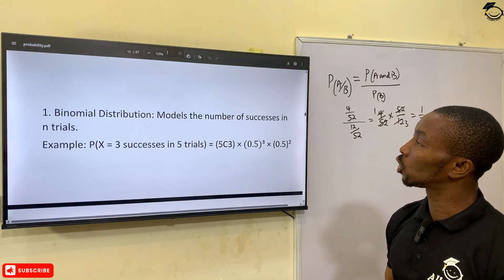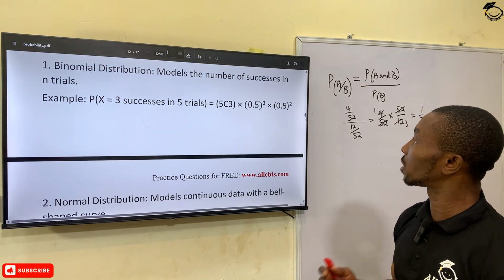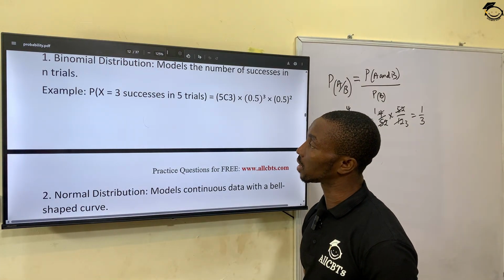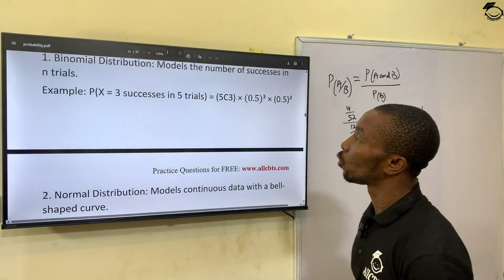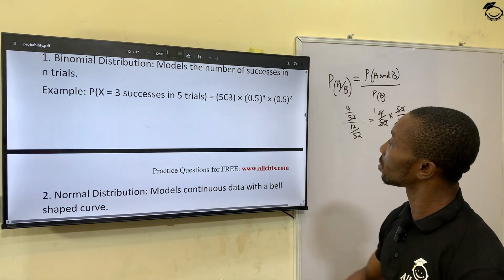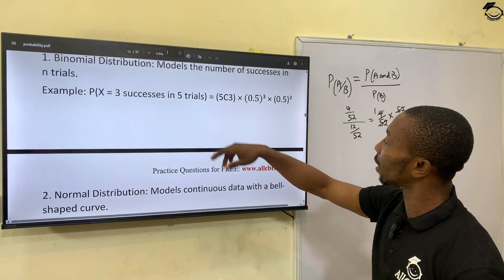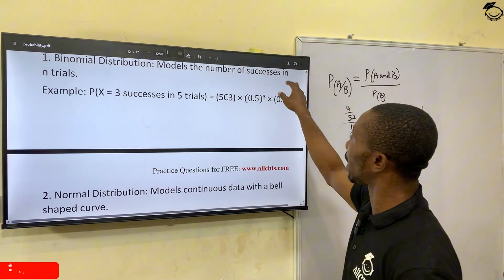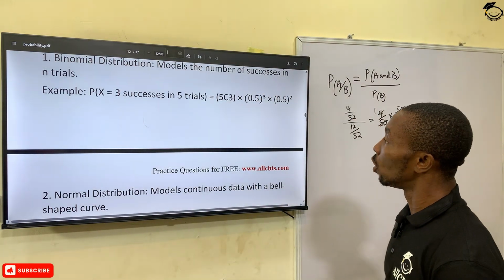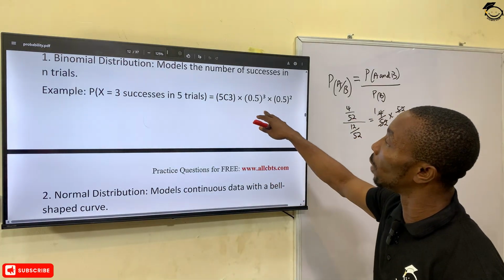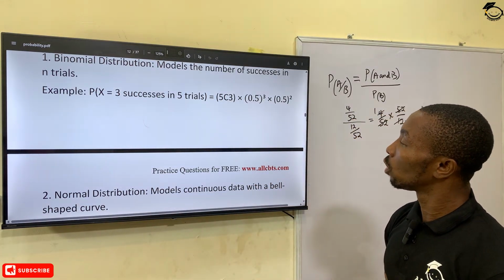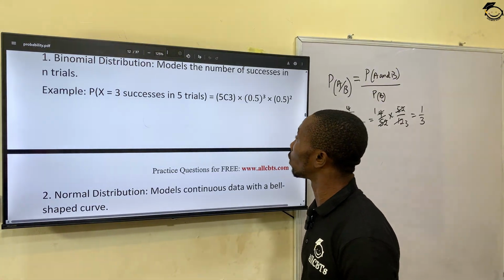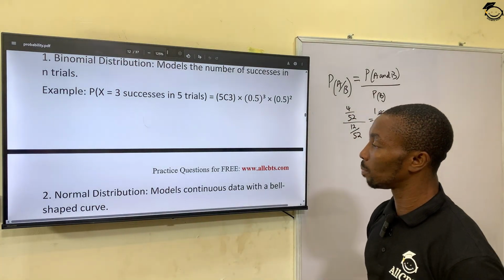Now, looking at our binomial distribution, our binomial distribution helps in modeling the number of successes in a trial. Okay, example, we have in 5 trials, we have 3 successes. That becomes 5 combination 3, times 0.5 raised to power 3 times 0.5 raised to power 2. All right, now that's the model of how our binomial distribution on probability goes on. It deals with more of our combination than permutation.